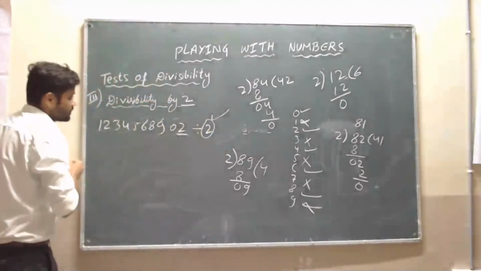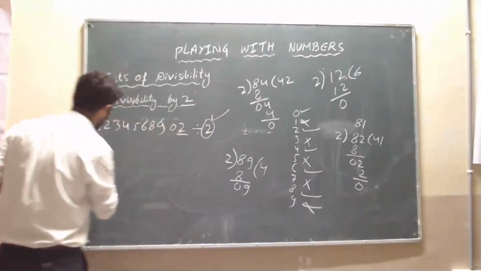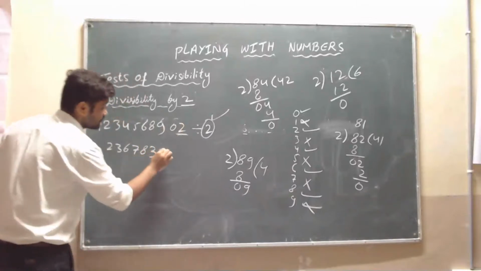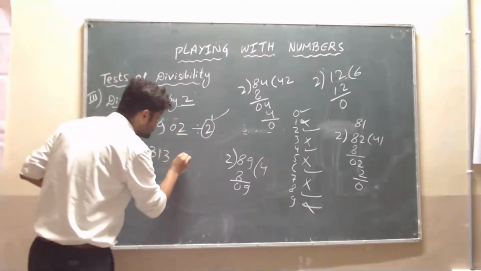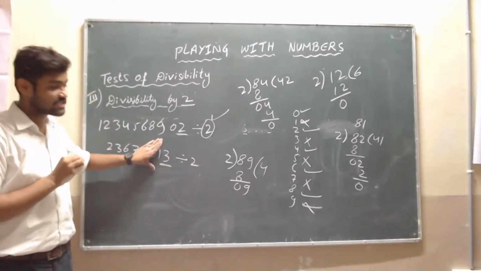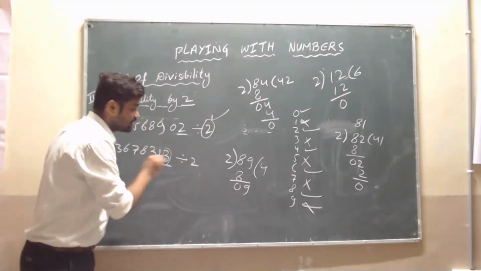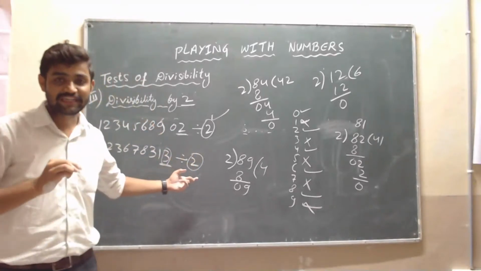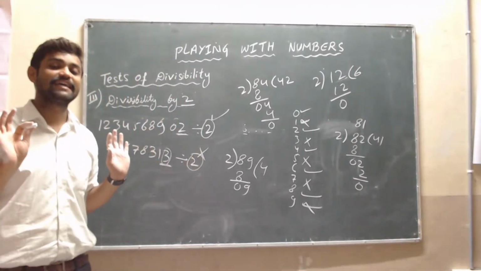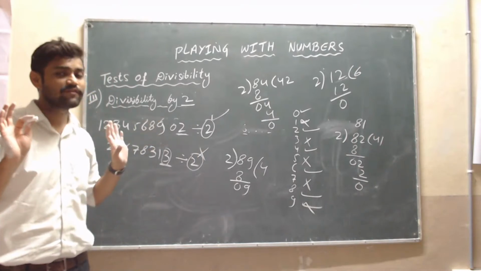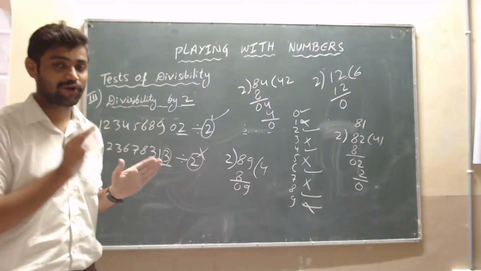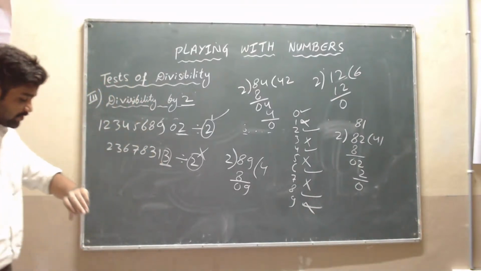Okay sir, but here there was a 3. Suppose 2 3 6 7 8 3 1, where 3 is there, is it easily divisible by 2? No sir. Why? We have to observe only the ones place, which is an odd number, that's why it is not divisible by 2. Did you understand? Okay, only by observing we can say whether it is properly divisible by the particular number or not. Okay, move to the next.